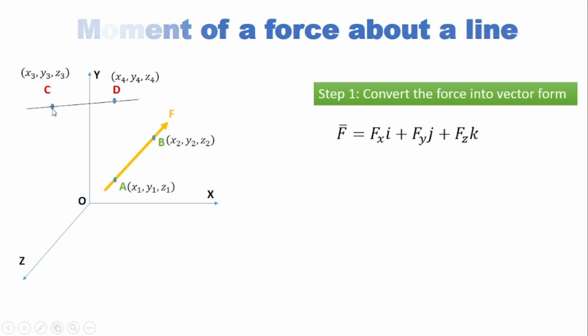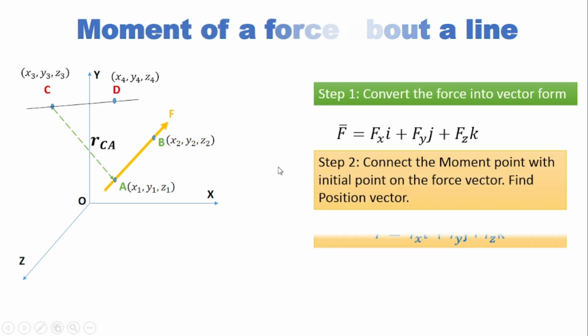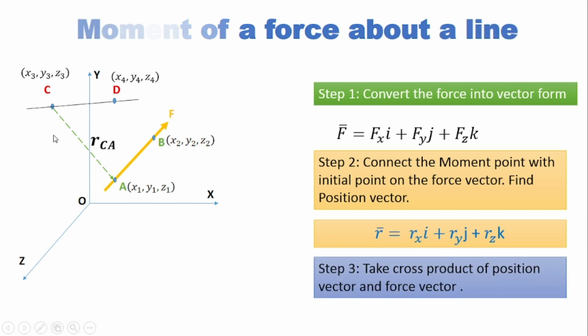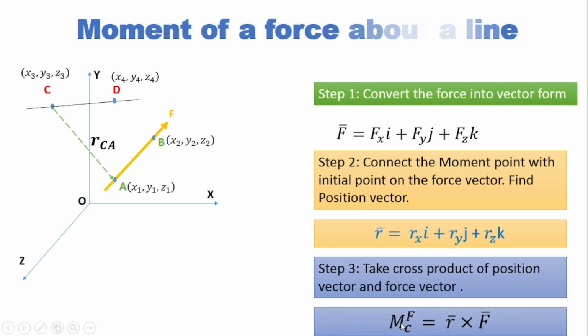So now connect this point C with the initial point of the force. I will repeat, connect the initial point of this line with the initial point of the force. So connect it, find out the position vector for this line. Now the position vector can be calculated in the format rx i plus ry j plus rz k. After this, take the cross product of the position vector and the force vector. So moment of the force F about point C is equal to position vector cross the given force vector.